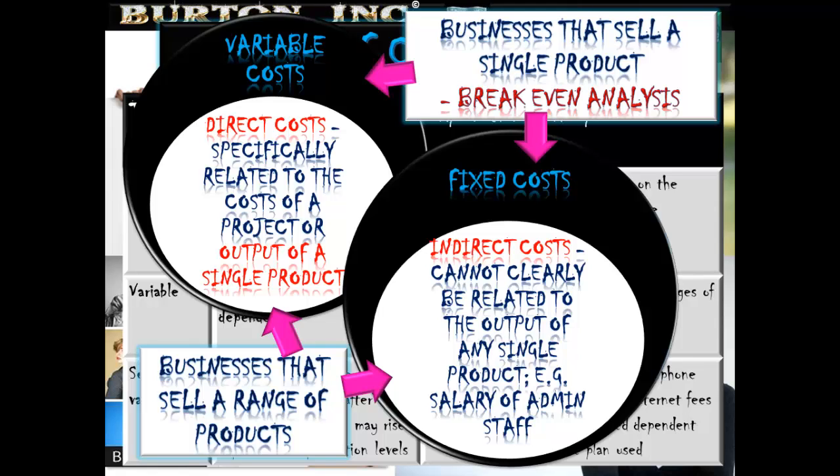But for all intents and purposes, variable costs and direct costs are essentially the same. These costs increase with an increase in production and decrease with a decrease in production. Fixed costs and indirect costs are the same. They remain constant. It doesn't matter how much we are producing.